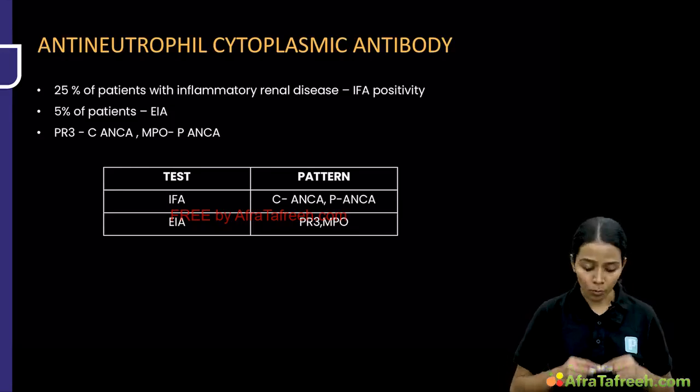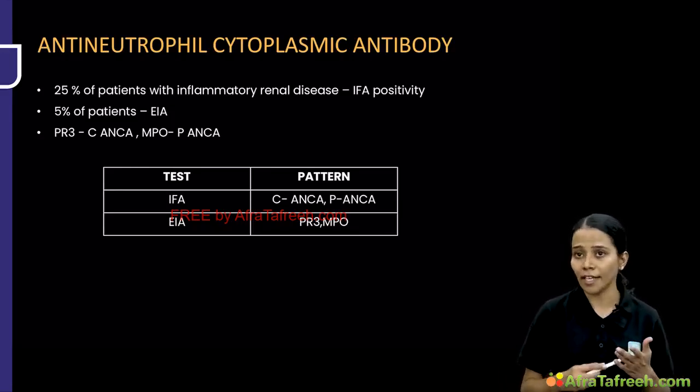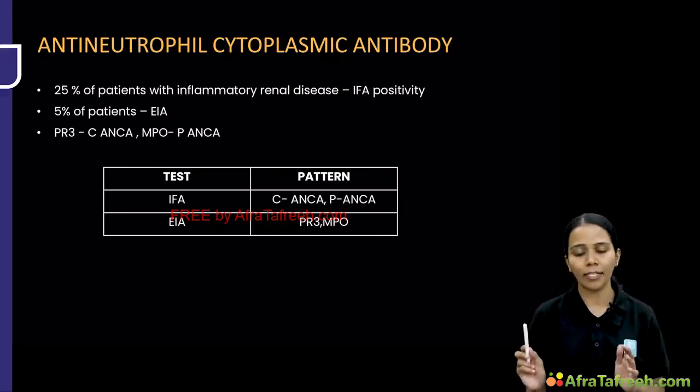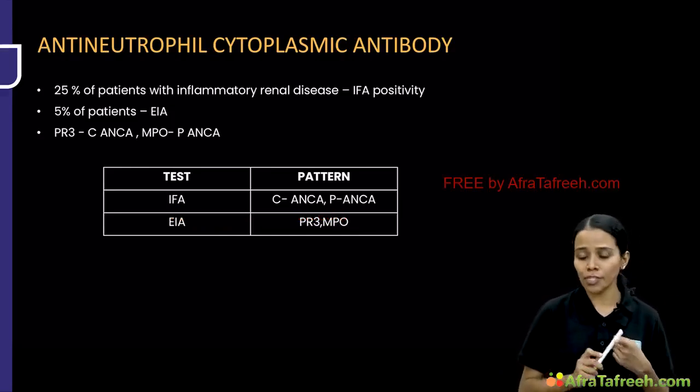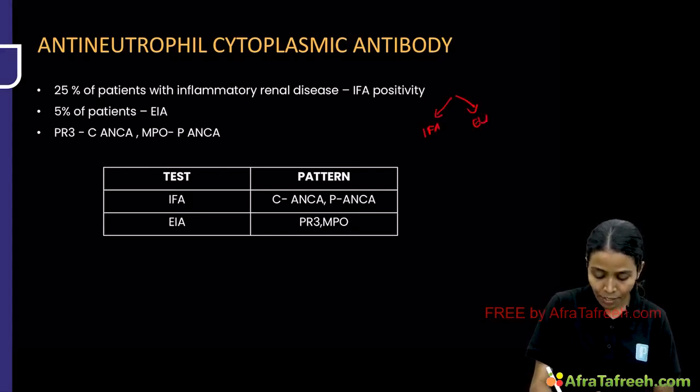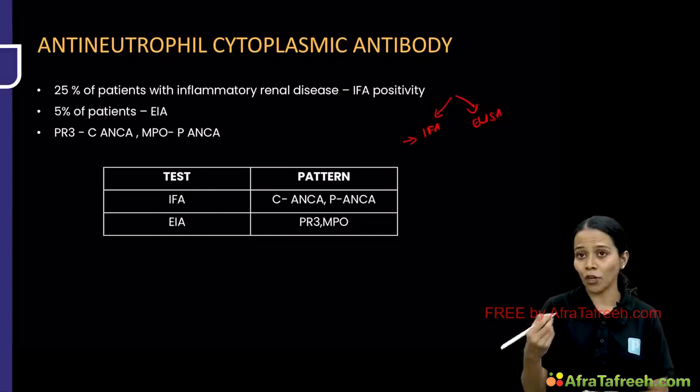Now coming to the most important part, which has been asked again and again in exams, which is about anti-neutrophil cytoplasmic antibody. This anti-neutrophil cytoplasmic antibody can be detected by two techniques. One is immunofluorescence, the other one is ELISA. Okay. In immunofluorescence, we have to notice that there are going to be many false positives.